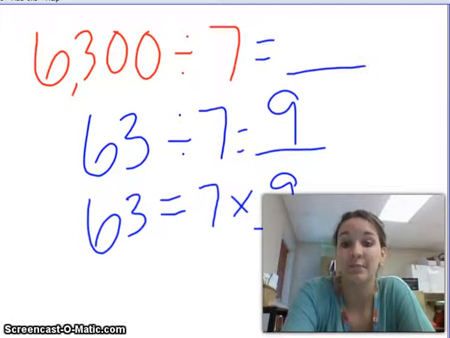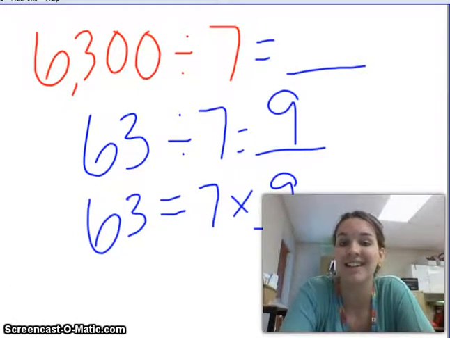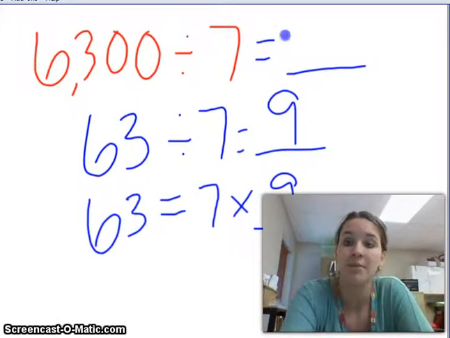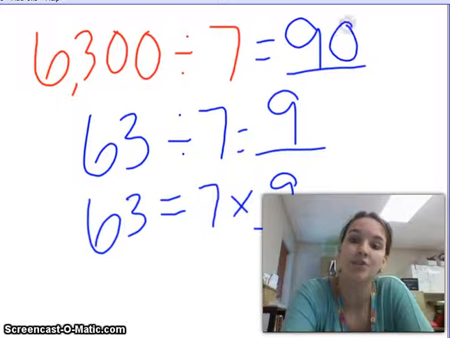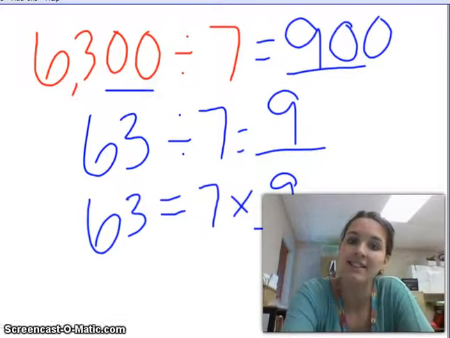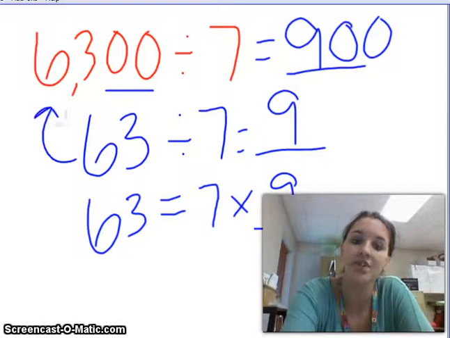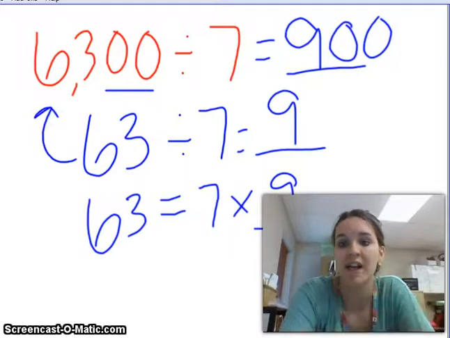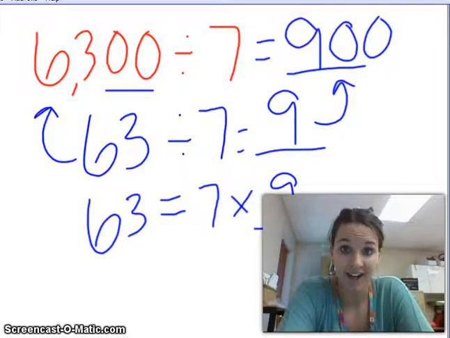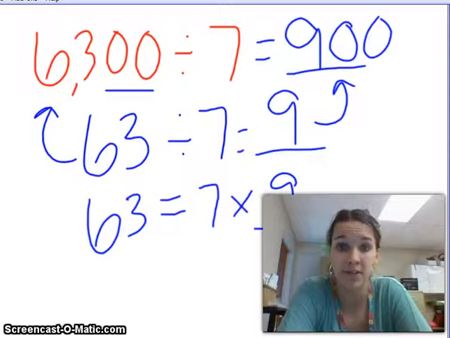How is knowing that 63 divided by 7 is 9 going to help me with 6,300 divided by 7? Well, I know there's going to be a 9, and then I'm going to add 2 zeros, because I have 2 zeros in my dividend, and 6,300 is 100 times bigger than 63, and 900 is 100 times bigger than 9. Again, I used multiplication to help me solve this problem. So those were ones that I could do pretty easily mentally.